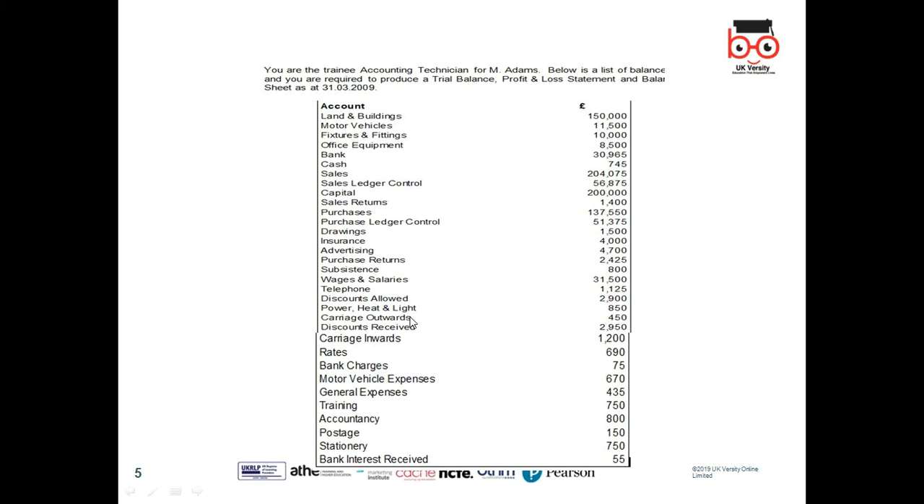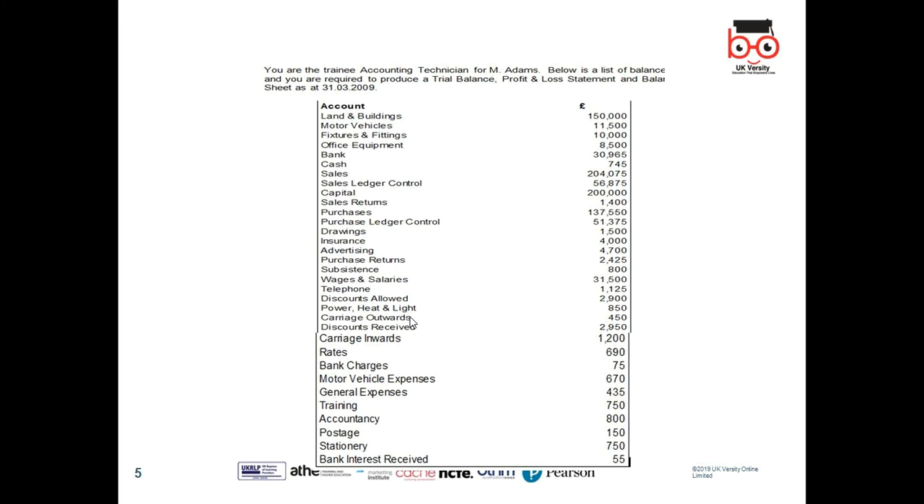Carriage outward. Have we heard about carriage outward? What is meant by it? No, I have no idea. Carriage is a delivery charge. Carriage outward or carriage inward. Maybe we heard about the terms inbound call center and outbound call center. Inbound means the call coming in. Outbound means we are calling the customer. So carriage inward means when we are buying things, those are coming into our warehouse.